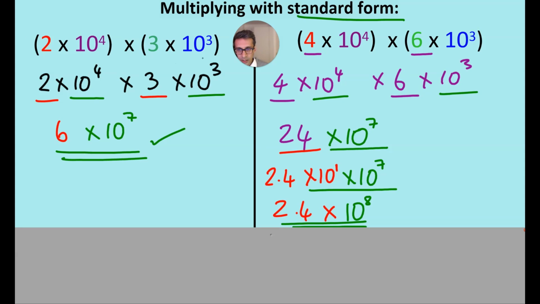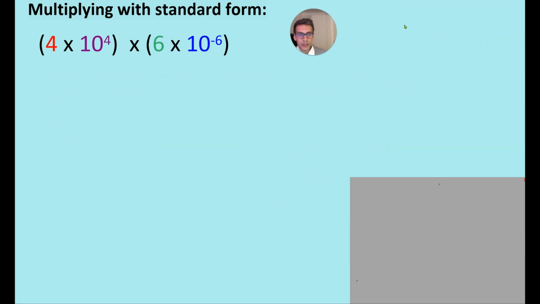So multiplying is really straightforward. You just multiply those two values, multiply the powers of 10 and add the exponents. However, you need to watch out that your answer is also in standard form. Okay, here's an example for you to try. Pause the video and have a go, and then I'm going to show you how to do this. Okay, so I'm going to go through the answer in 3, 2, 1.